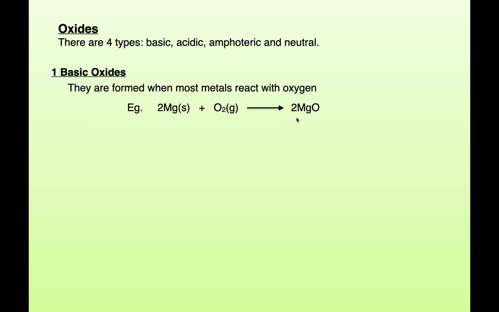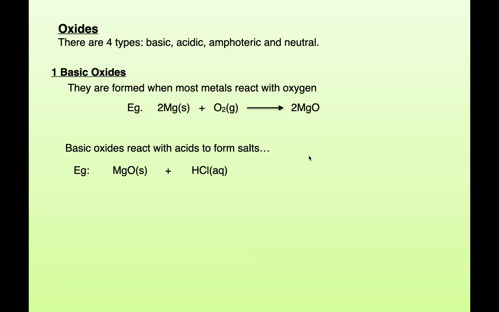We did this reaction when we talked about empirical formula earlier in the year. So that is the equation. This is the oxide, magnesium oxide, and it's a basic oxide. Basic oxide. Well, what are bases? Remember, bases are proton acceptors. So they react with acids to form salts. You can finish that equation off.